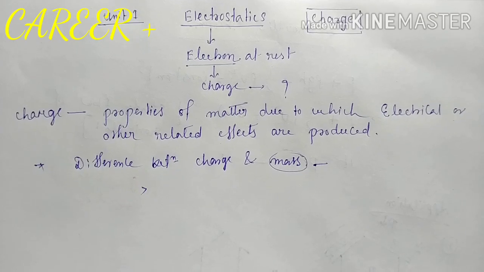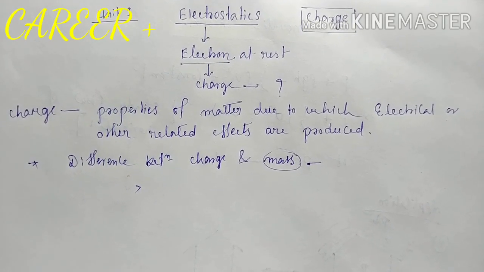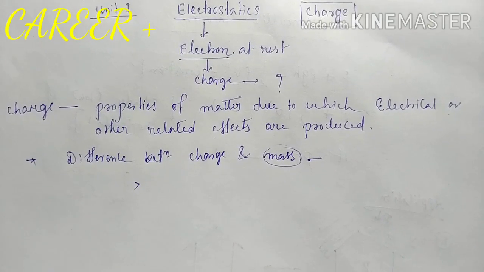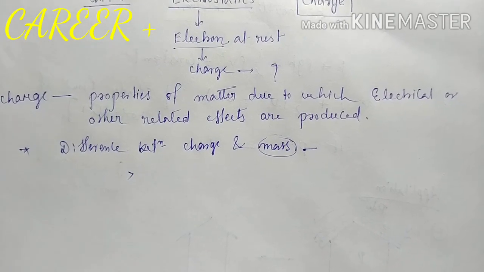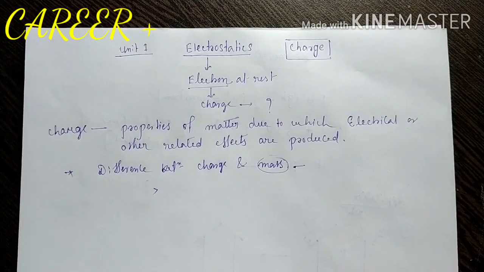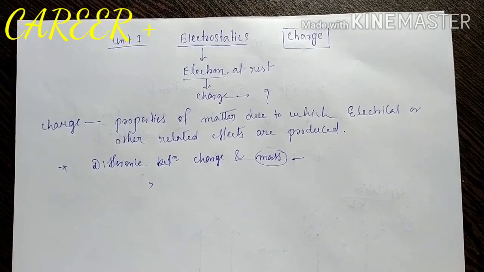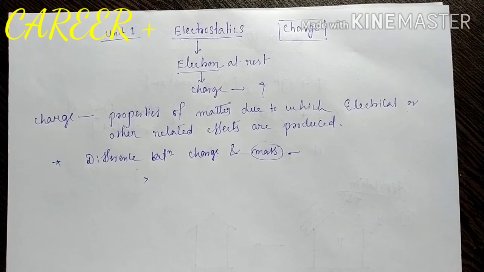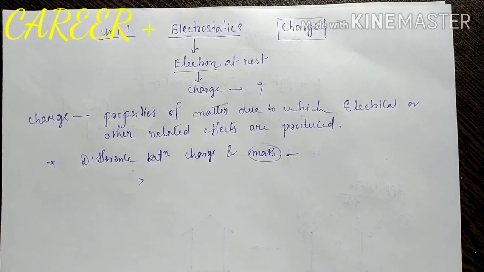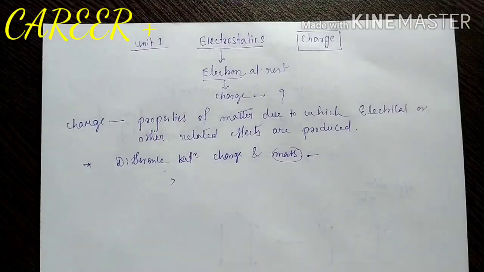There are some basic differences between the two. For example, mass is always a positive quantity, while electric charge may be positive or negative. Again, the force between masses is always attractive in nature, but the force between like charges is repulsive, while between two opposite charges the force is attractive.